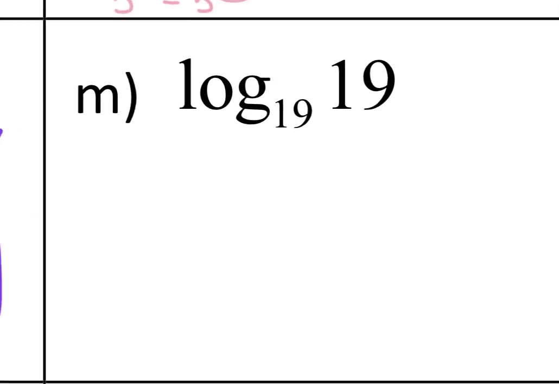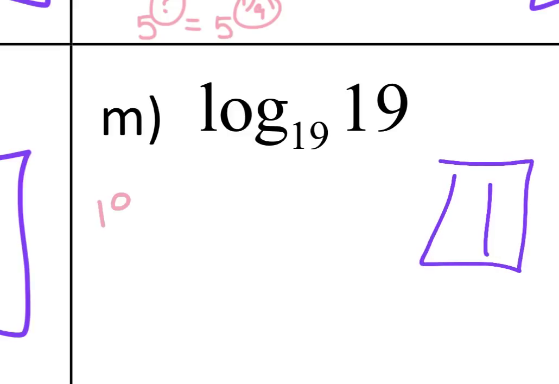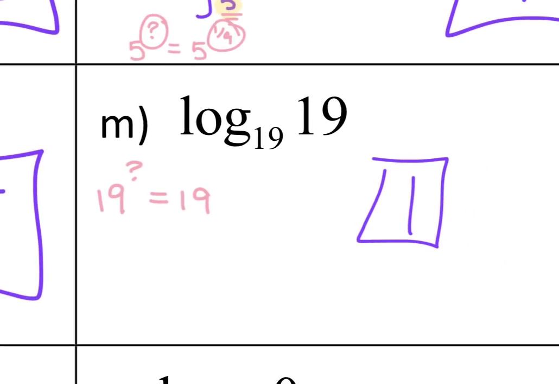And this next one, this is another one that you might memorize. If the base is exactly the same as the input of the logarithm, your answer is just going to be 1. But if you wanted to write that out, you could say 19 to what power gives me 19. And 19 to the first power, any number to the first power is equal to itself.